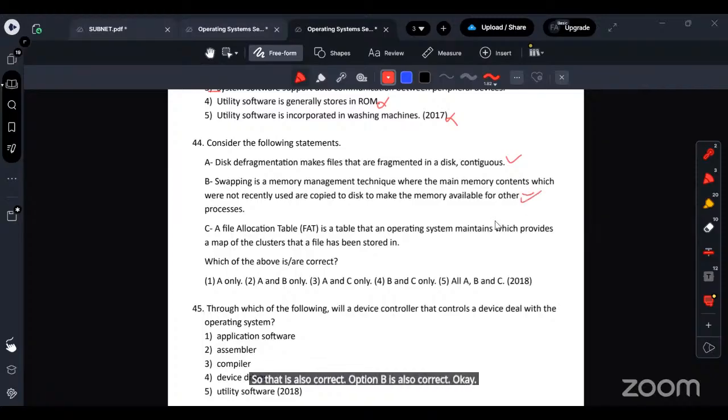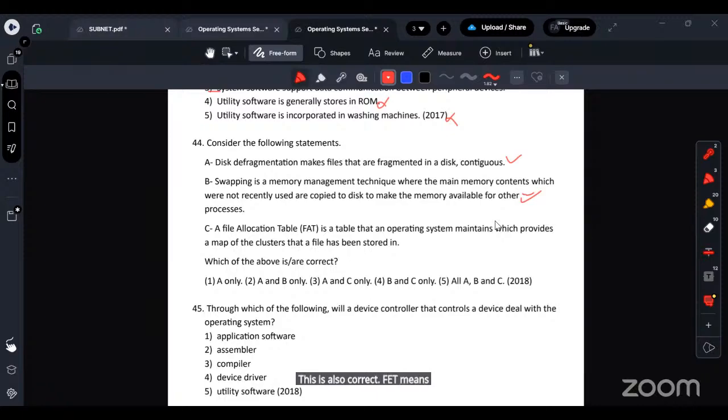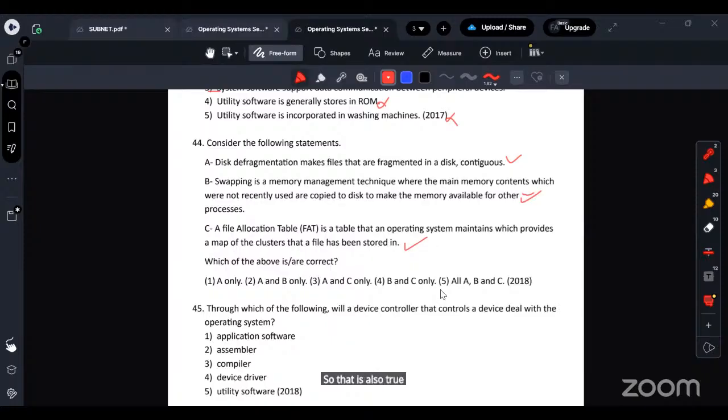Okay. A file allocation table is a table that an operating system maintains which provides a map of the clusters that the file has been stored in. This is also correct. FAT, meaning file allocation table, is a file system architecture that uses a table to track the physical locations, meaning the clusters, of files on a disk. So that is also true. The answer is 5, all A, B, C.